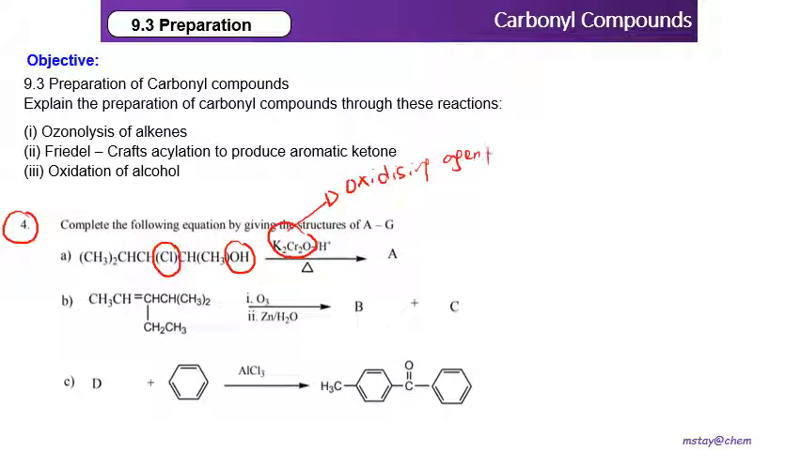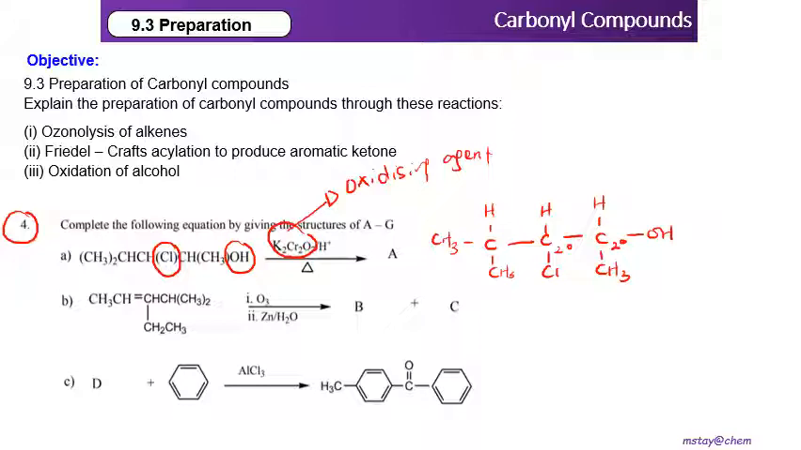agent. So CH3, CH, Cl, and then CH, CH3, OH. So basically, we know that this haloalkane is secondary. This alcohol is also classified as secondary. Due to the secondary alcohol, when it undergoes oxidation, it will produce ketone. So we focus on the functional group.